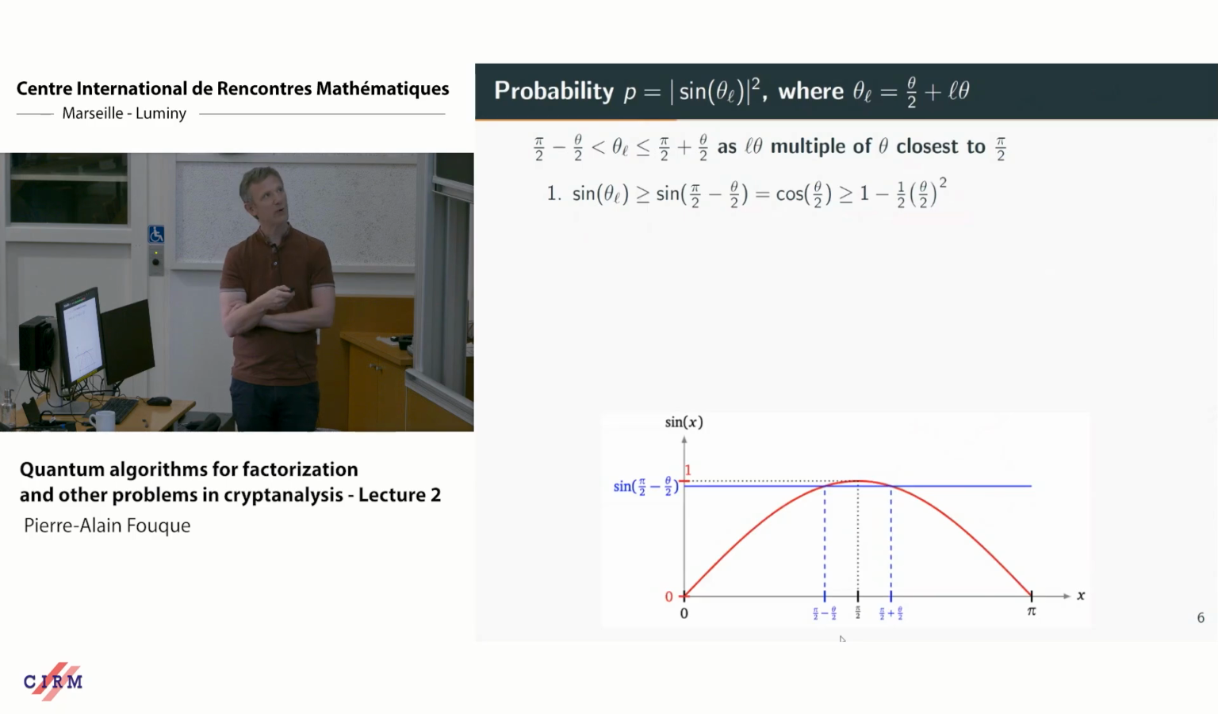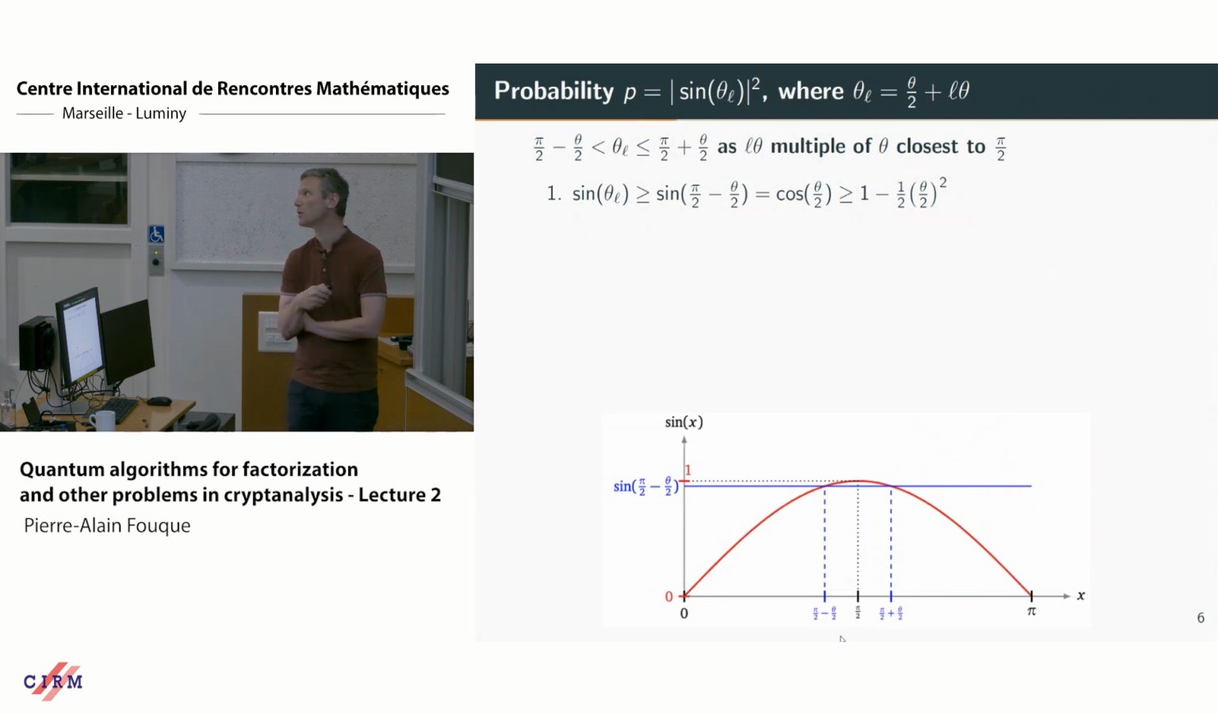Now I know that the sine is larger. This sine is in fact equal to this cosine, and for the cosine you can do a Taylor evaluation. You can show that it's larger than this one because the fourth term is positive.